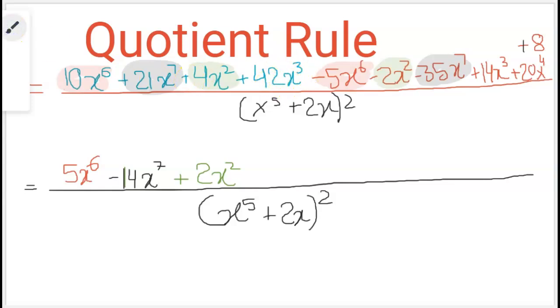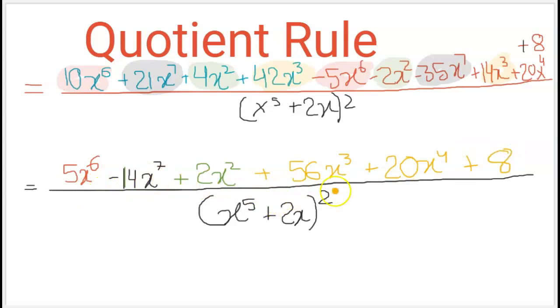Now I got next one, use this color, 42x cube, and there is another one, 14x cube. So let's add them together. So that will be plus 56x cube. Now x⁴, there is nothing x⁴, isn't it? So plus 20x⁴, 20x⁴ is on its own, plus an 8.